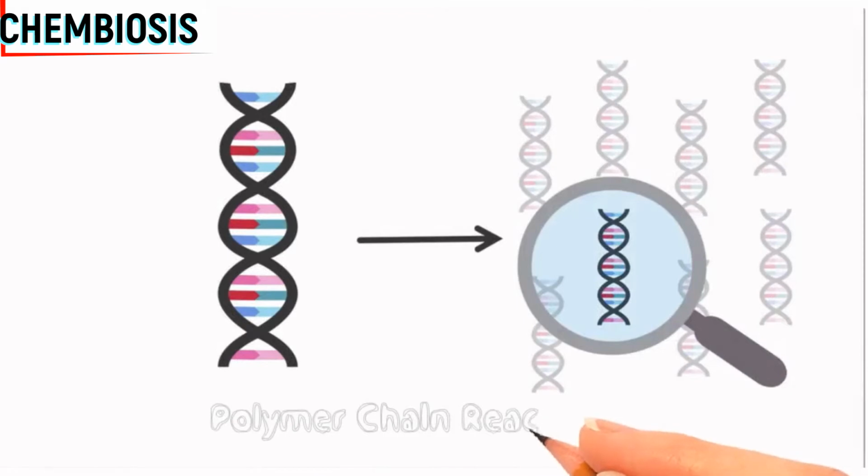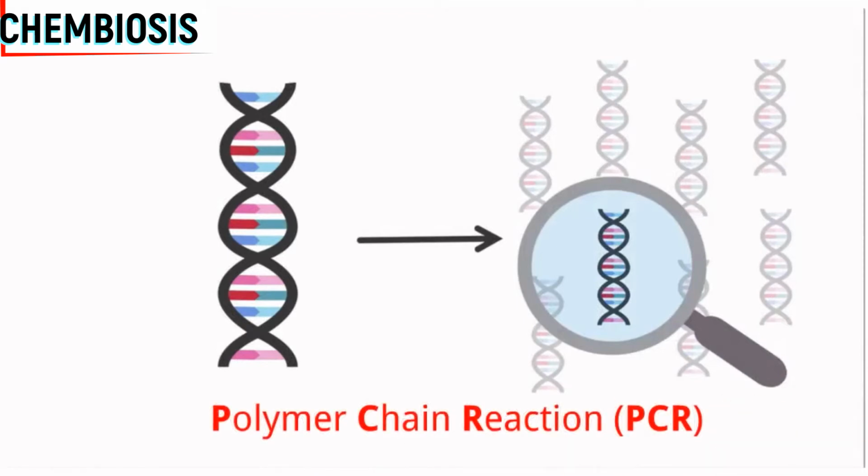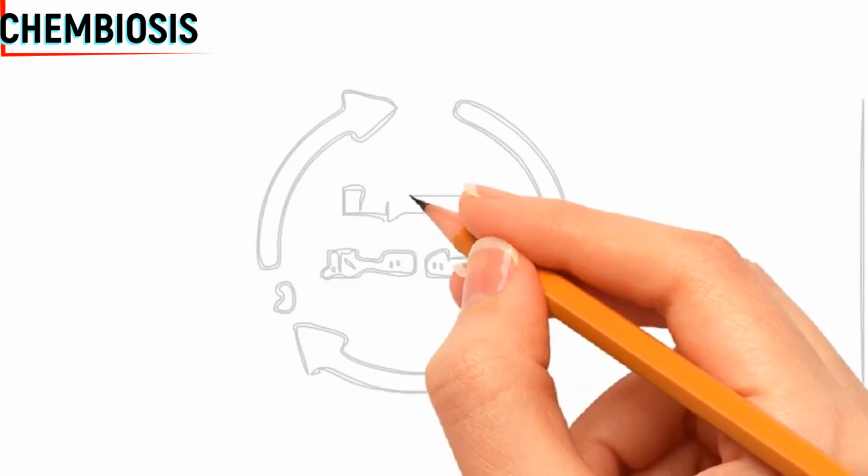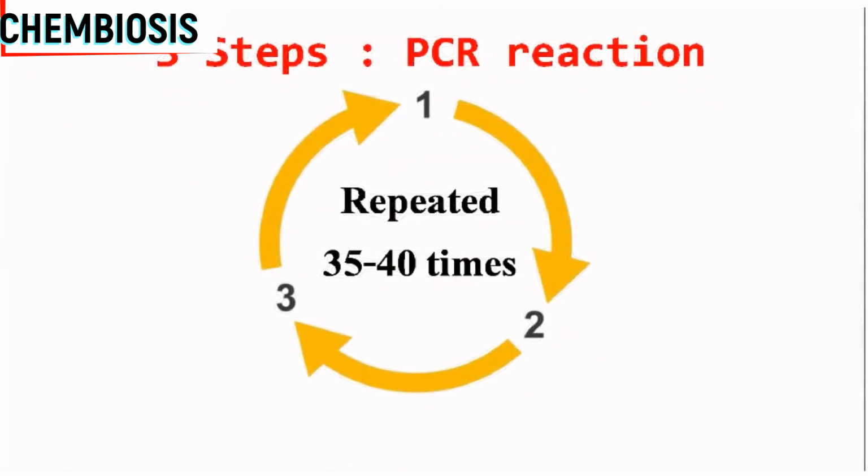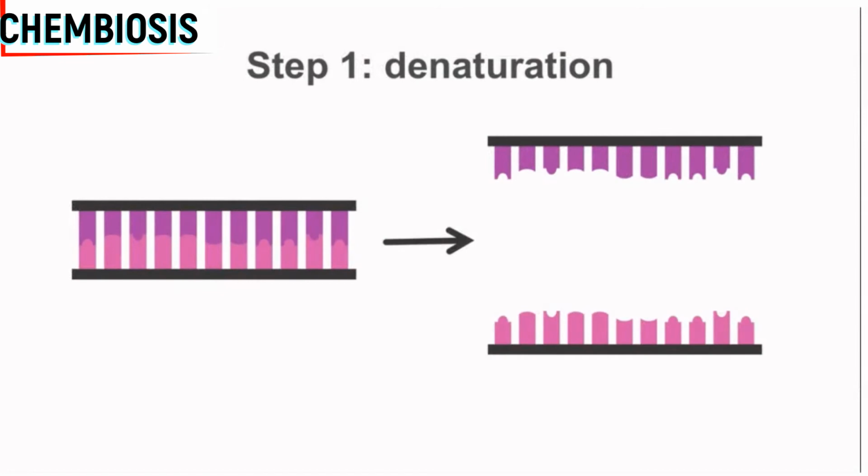The full form of PCR is polymerase chain reaction. By using this PCR technique, we can multiply the number of DNAs which come from the viral RNA so that we can easily detect them. This RT-PCR test consists of three basic steps which repeat in a cyclic manner 35 to 40 times. First step is called denaturation, where the double helical structure is broken into two pieces.